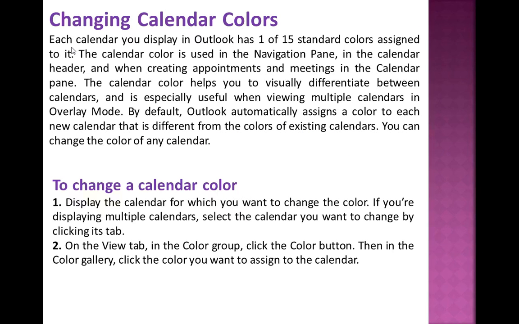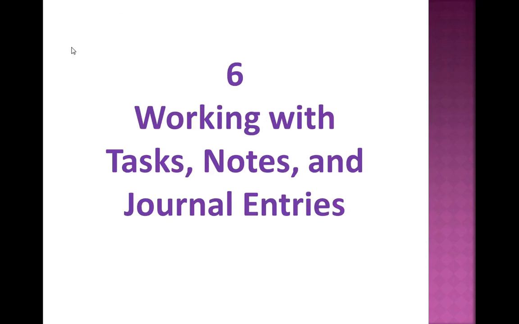In this chapter, we have studied how to arrange the meetings, appointments, and the events. Appointments are short term, events are long term, and the meetings are also long term. So till now we discussed how to arrange the meetings, appointments, and the events. Next chapter is chapter number 6, that is working with tasks, notes, and journal entries.